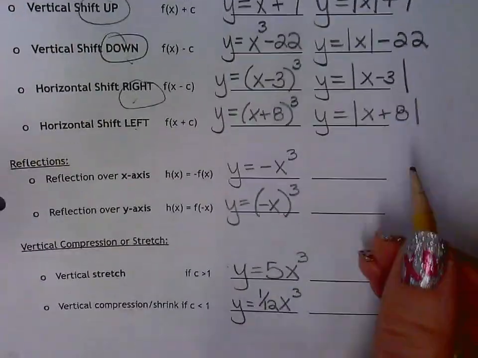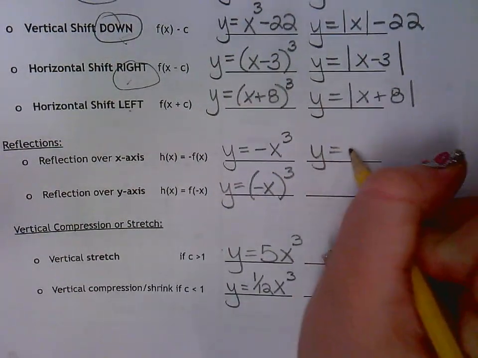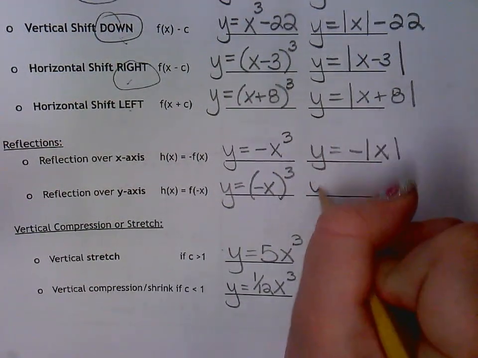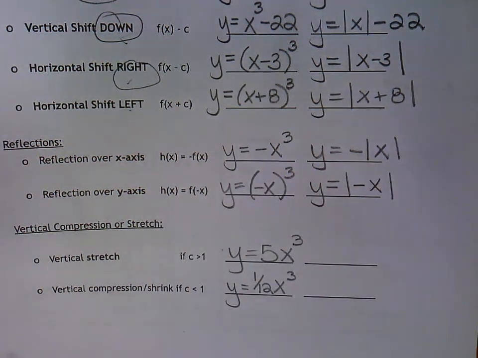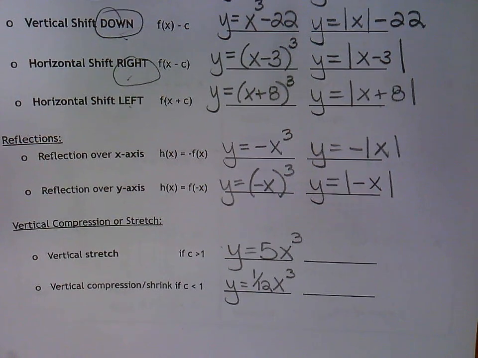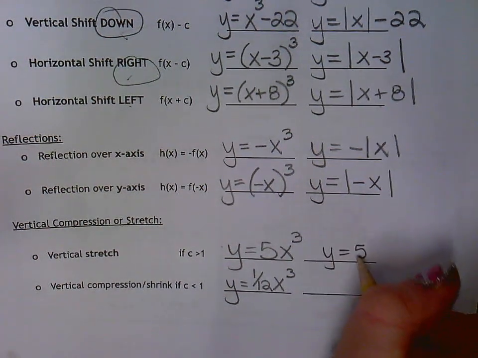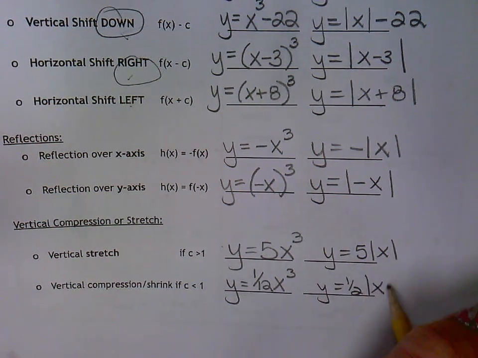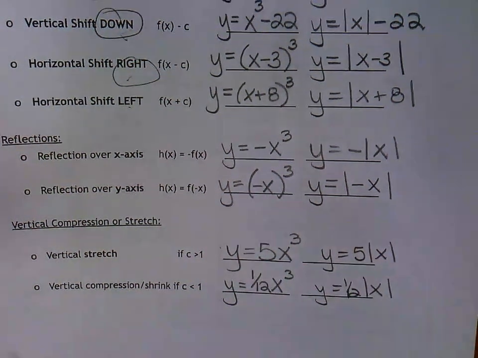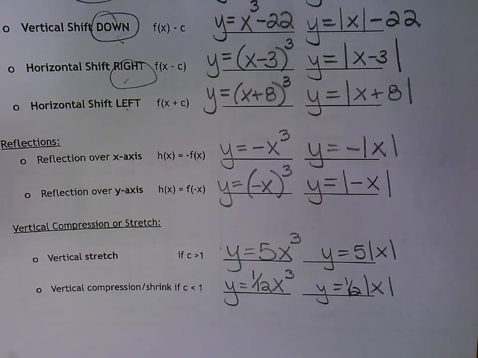Reflection over the x-axis, it's a negative in front of the absolute value. Over the y-axis, it's a negative inside the absolute value. And then vertical stretch, 5 times the number, or 1/12 times the number. So that's it. So our goal is to be able to write the equation from the graph and write the graph from the equation so that you know the transformation rules really well.